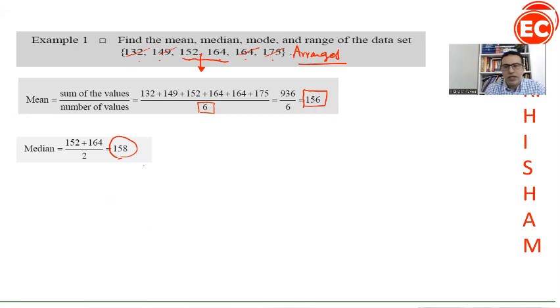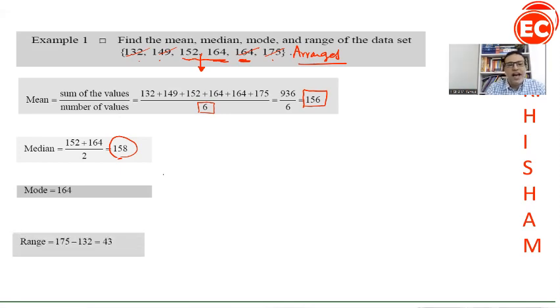It's not necessary that the median and the mode will be equal. They are equal only in one case, if the data is represented by some consecutive values. Then let's go to the mode, and it's clear that the mode is 164, as it's repeated twice. Then I have the range: greatest value minus smallest value.